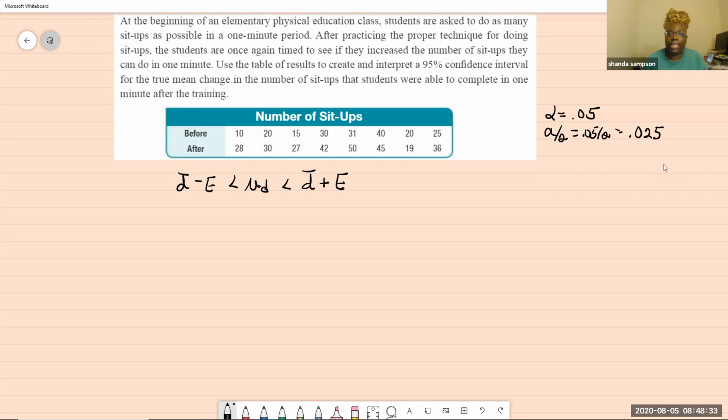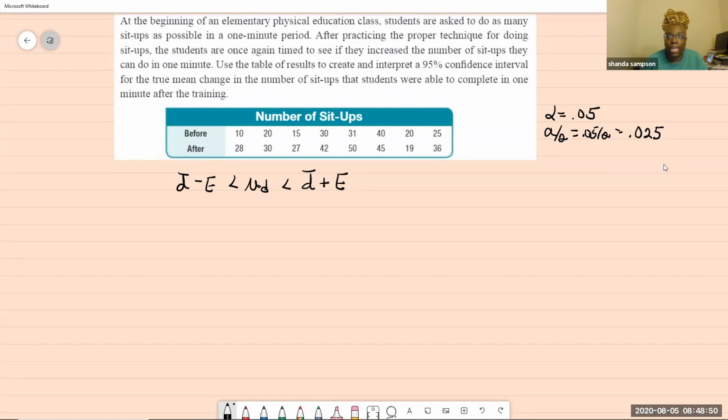D bar is like X bar, all right? That's what it is. But it's going to be the mean difference between the 2. That's why it's D instead of X. So the mean difference between these 2 right here, between before and after, between the first one and the second one.